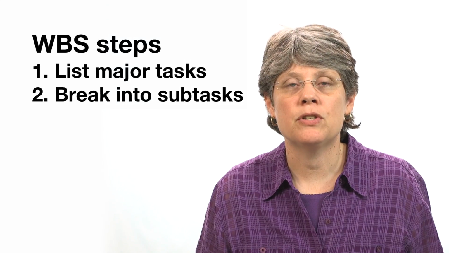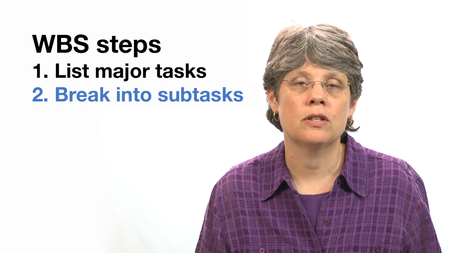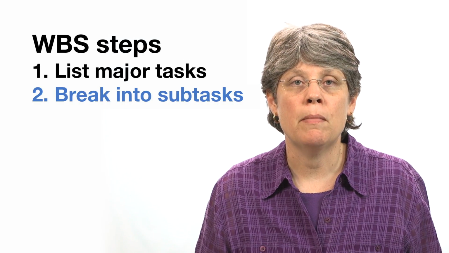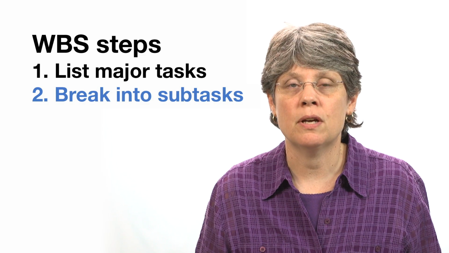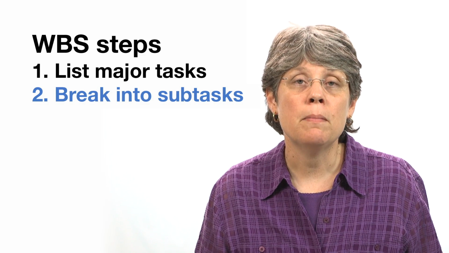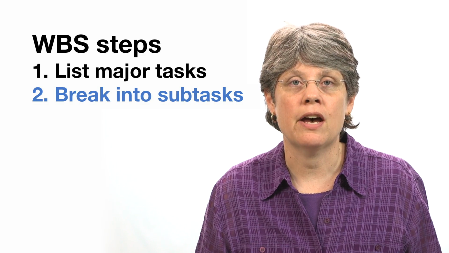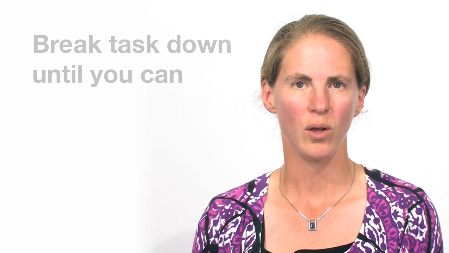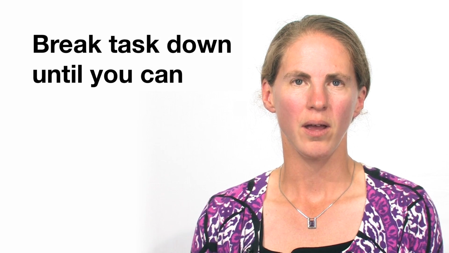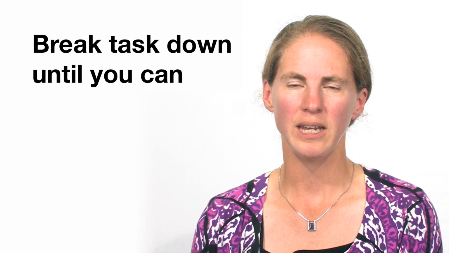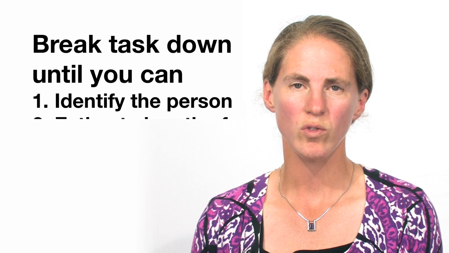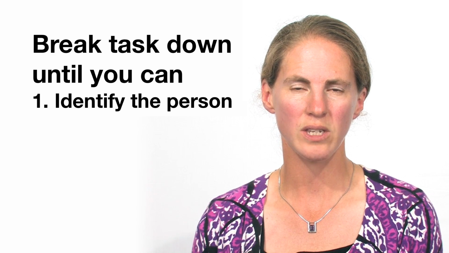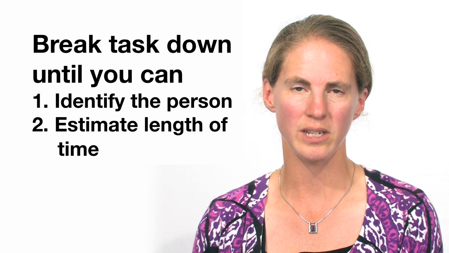The second step is to create a list of subtasks. This means breaking up a major task into 2 or more subtasks. There may be layers and layers of subtasks. So on the second step, when we are breaking our tasks into smaller subtasks, we're going to want to break them down until we can easily identify who is going to be responsible for each of those tasks and how long it's going to take us.